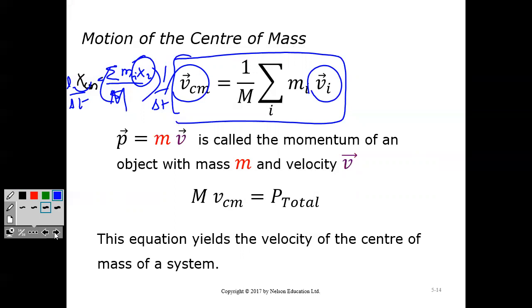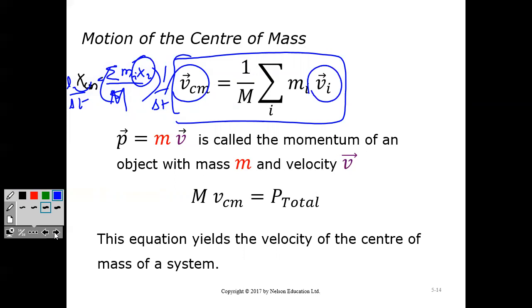So the velocity of the center of mass will be m1 v1 plus m2 v2 plus m3 v3, as many masses as we have, divided by the total mass. So it follows from the definition of the position center of mass. From the position center of mass, we get the definition for the velocity center of mass.